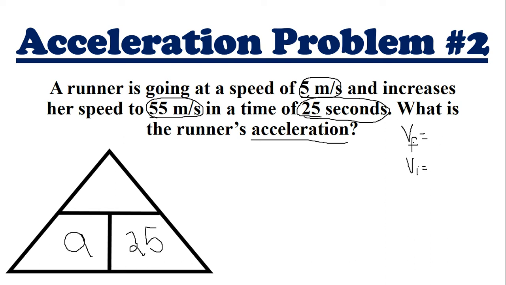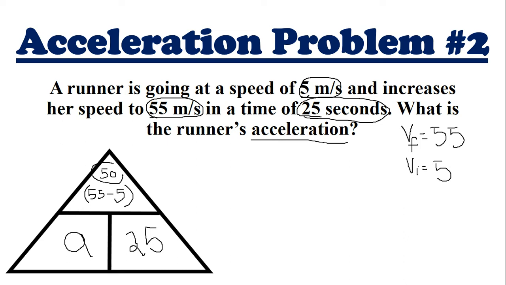Now we need to look at Vf and Vi. Vf is the final velocity. What was the runner's final velocity or final speed? That was 55. And what was the speed before the increase? 5. So once we have that, we're going to plug that in. At the top, we're going to do 55 minus 5. Now, before we do any division, we have to actually figure that out because it was in parentheses in the algebraic form. So 55 minus 5 is 50.